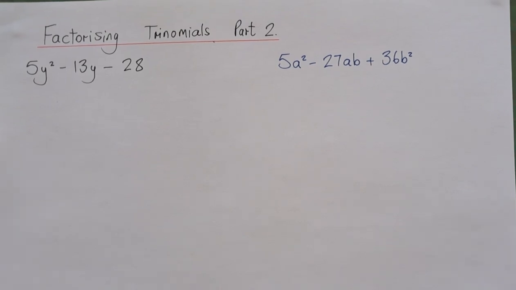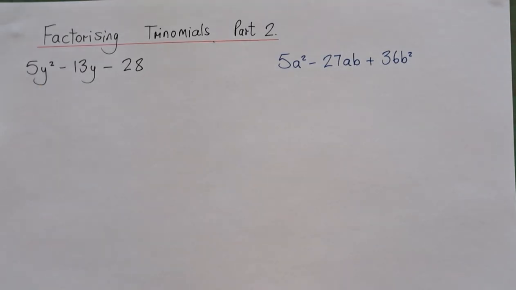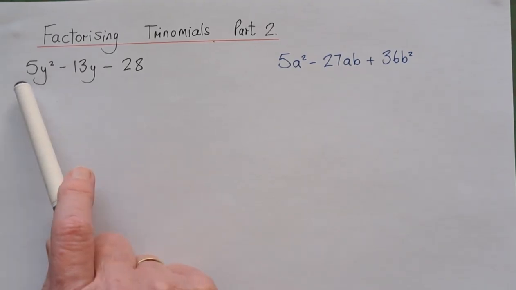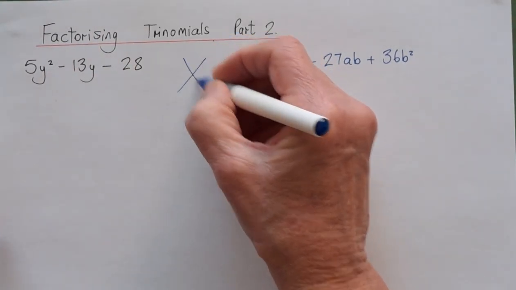Let's have a look at more advanced trinomials now in the second part on factorizing trinomials. The reason I say they're more advanced is because this time we have a coefficient in front of the first term, in front of the y squared term in this case. So we're not only looking for factors of 28, which is the constant number, we're also looking for factors of 5. So the best way to do this is with what I call the cross method.